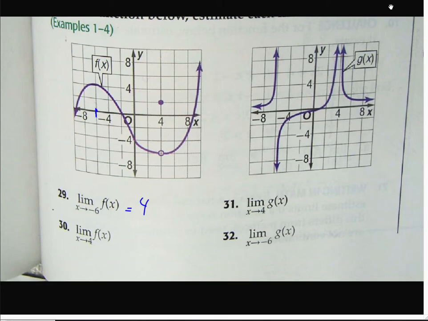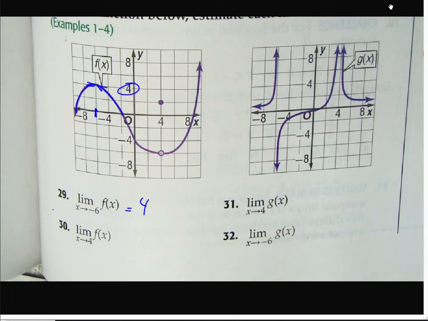-6 is right here. So what y value is my graph going to as I get closer and closer to that? As I come in here, what y value is pinched in there? The limit is the y value where it meets, when I come in from the left and from the right. Where those two things meet, that y value is my limit. So in this case, they are meeting at the y value 4, so my limit is going to be 4.